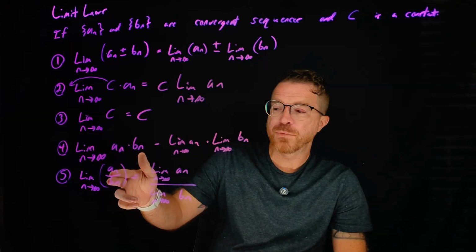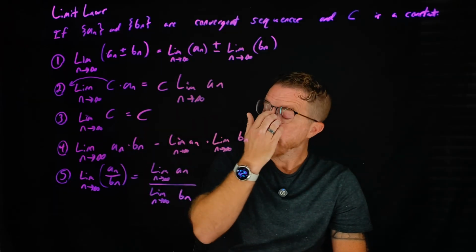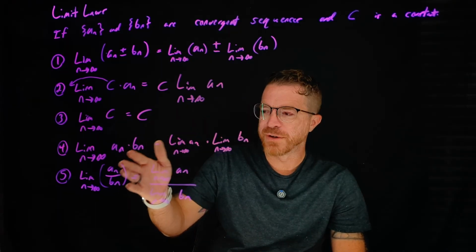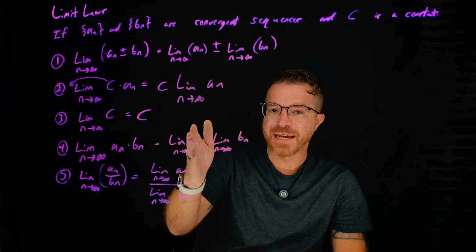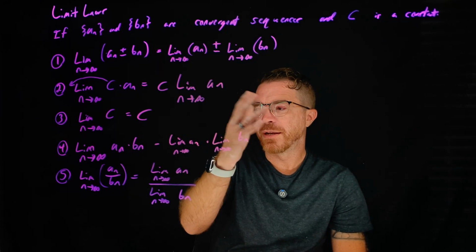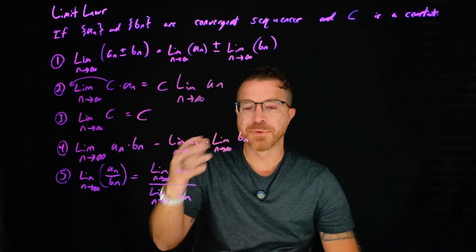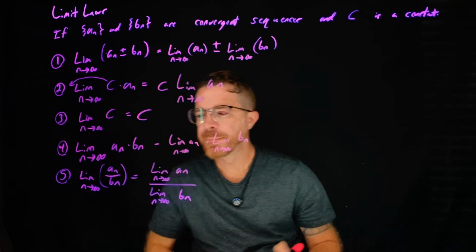this division, an divided by bn, would be the same thing as saying an times bn to the -1, in which case it would become the limit of an times the limit of bn to the -1, and then this is actually kind of the same rule. Exponential, multiplication, division are kind of the same.